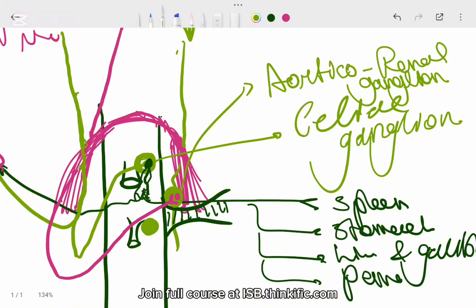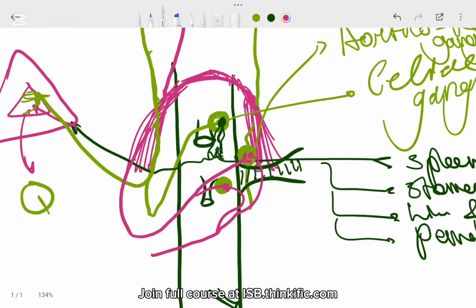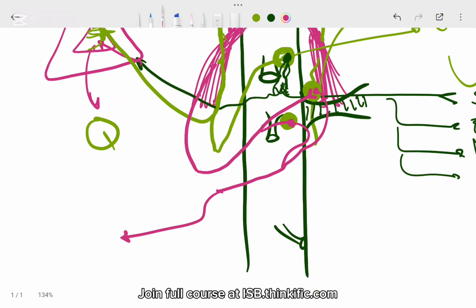associated with the superior mesenteric artery. It's variable, okay? It may come here, it may come here. The postganglionic nerve fibers are distributed along with the branches of the superior mesenteric artery to supply midgut structures. That is, it's going to supply the jejunum, the ileum, the cecum, the appendix, the ascending colon, and the proximal two thirds of the transverse colon, right?